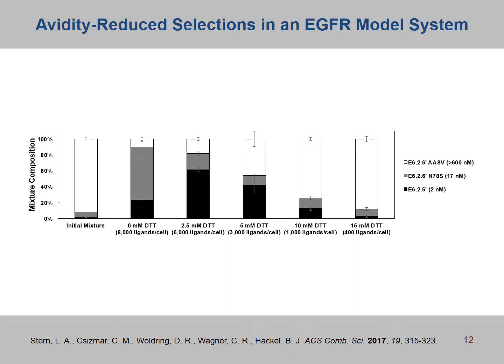In fact, the desired 2 nanomolar clone becomes the most predominant one in the mixture under the right conditions. If you reduce the valency too much, however, you hamper the ability of any of the yeast to bind to the monolayer, and you return essentially the starting mixture.